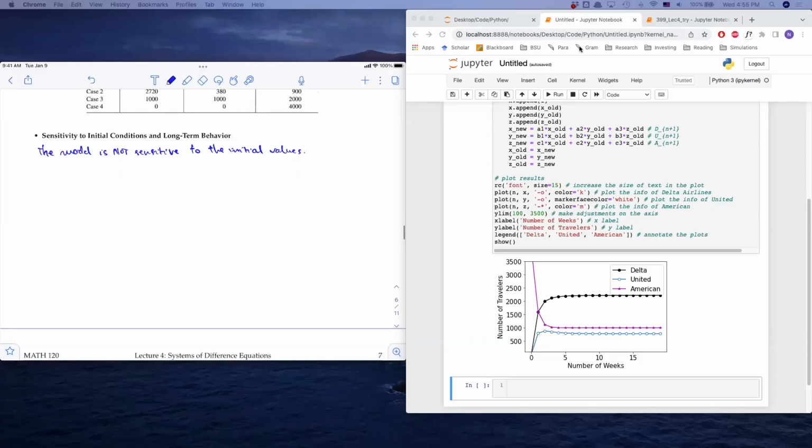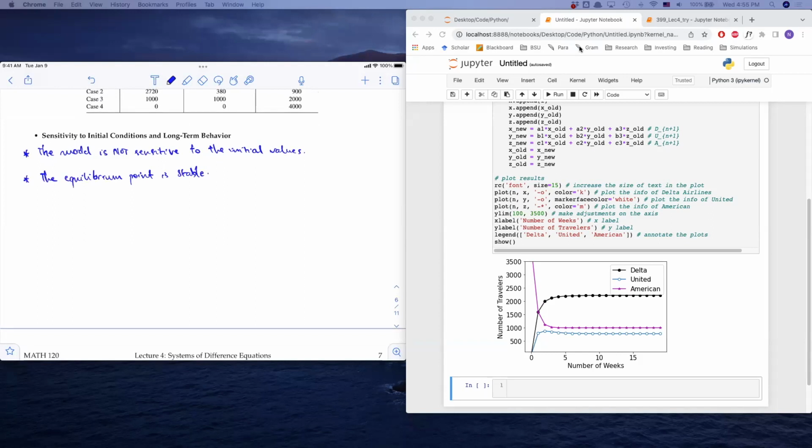And also the second conclusion that you can draw is that the equilibrium point is a stable point, right? So the equilibrium point is stable. Okay, so those are two very important conclusions from this particular model.